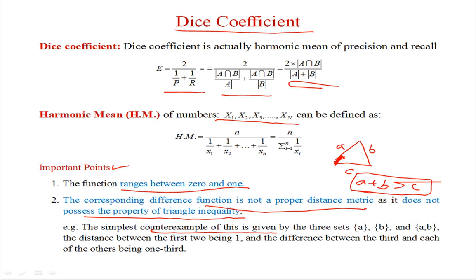A counterexample: suppose we have three sets A, B and AB. The distance between the first two is 1, and the difference between the third and each of the others is 1/3.